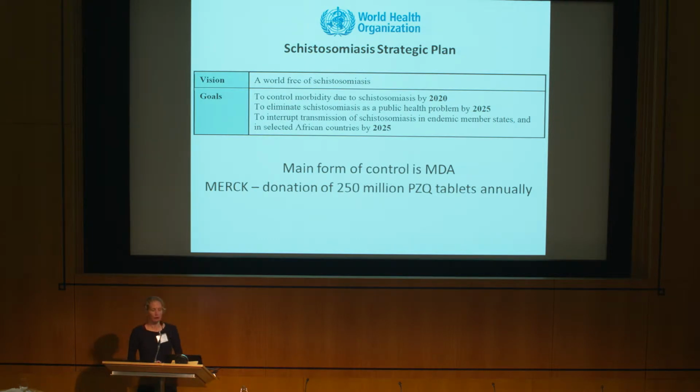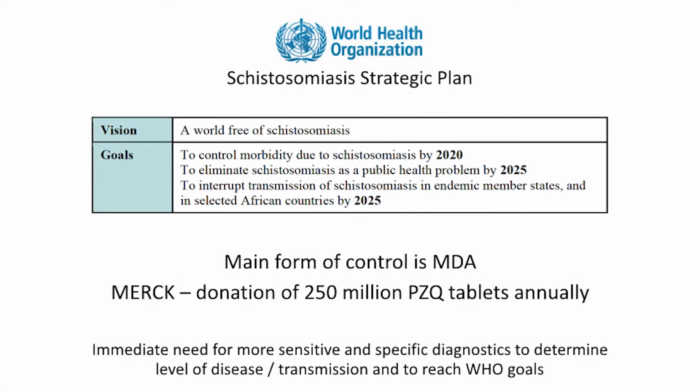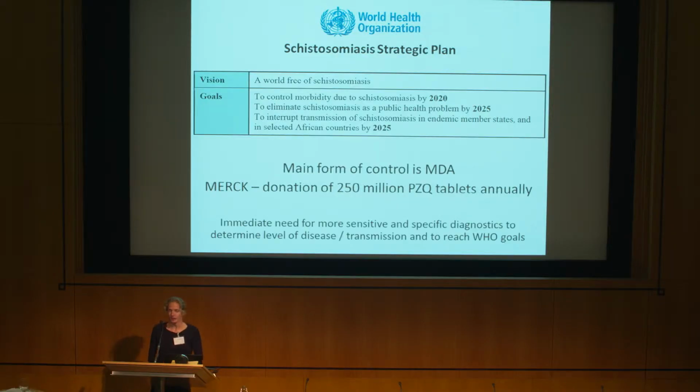So most people in the room will be aware there are some very ambitious goals put forward for NTDs, and for schistosomiasis, there are goals to eliminate schistosomiasis by 2025. And the main means of reaching these goals is through mass drug administration, and there have been some substantial donations, particularly from Merck, of praziquantel tablets to reach these goals. But there's a really immediate need for more sensitive and specific diagnostics to actually reach these goals and to really determine the true level of disease and transmission actually ongoing, because in some of the areas where we think we're reaching elimination, the prevalence might be much higher than we actually think.